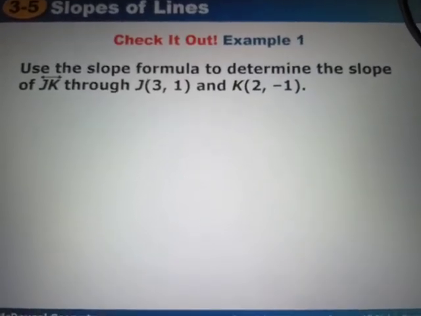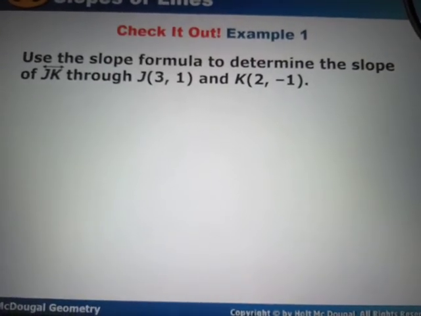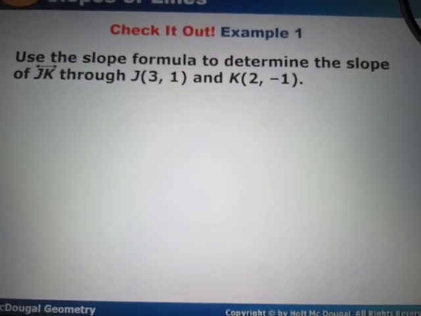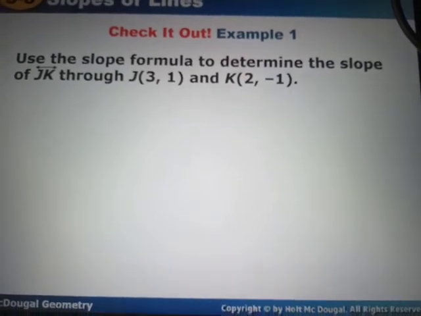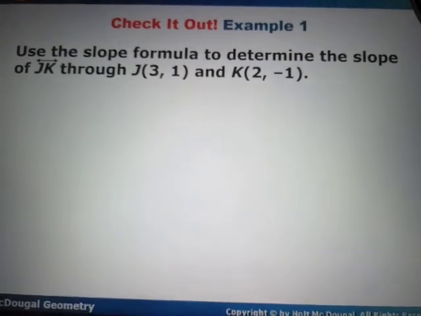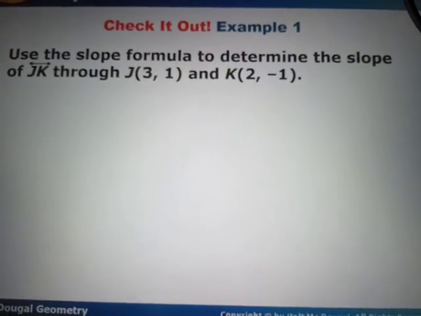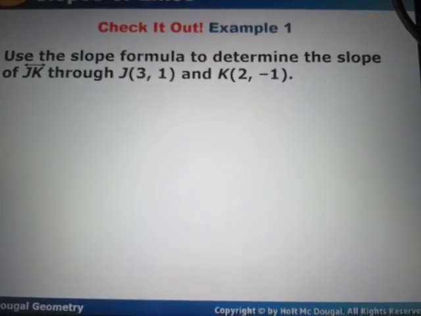Problem 1. Use the slope formula to determine the slope of the line JK through the point J (3, 1) and the point K (2, -1). What is the formula for the slope? Rise over run, or the change of y over the change of x.